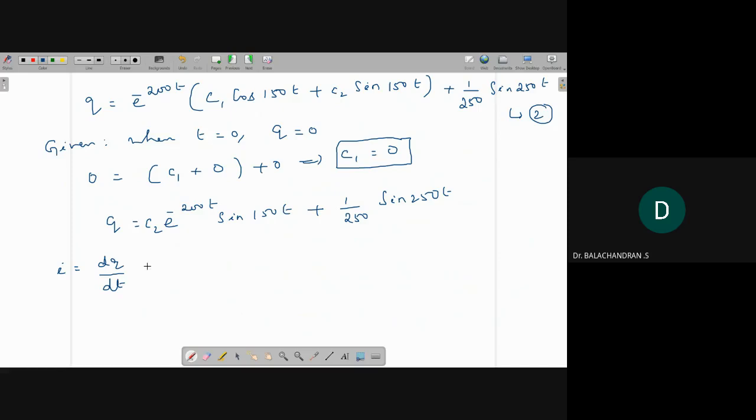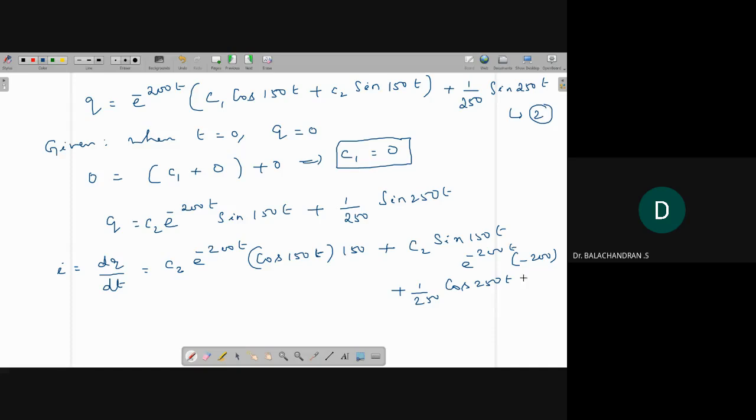C2 into, if you keep e power minus 200t as it is, and if you differentiate sine 150t, you get cos 150t into 150, plus you should keep C2 into sine 150t. You should differentiate e power minus 200t, you get e power minus 200t into minus 200, plus 1 by 250 into cos 250t into 250. So 250, 250 gets cancelled. I call this equation number 3. So I'm not going to simplify this.